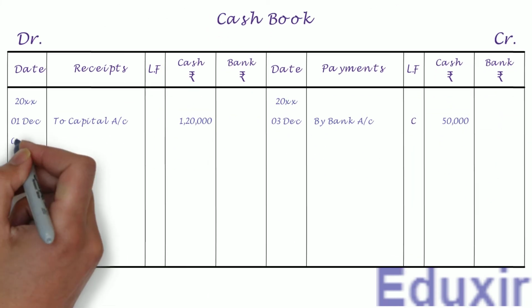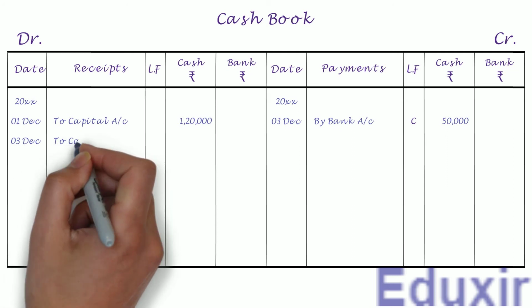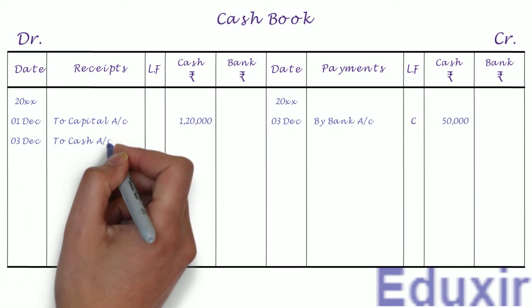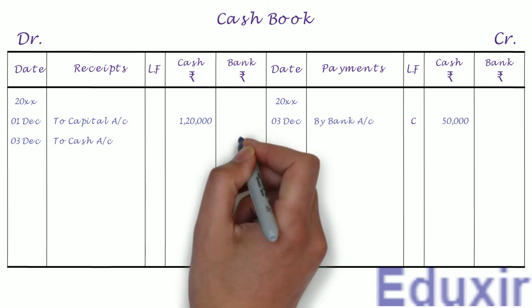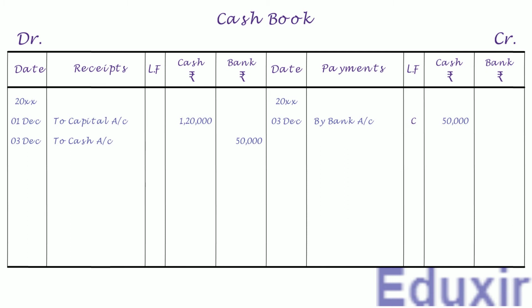Let us first record the date. Let us then record the cash account in the receipts column of the cash book. Let us then record the debit amount of 50,000 rupees in the bank amount column. Also note that as this transaction involves depositing the cash into the bank, we need to write C in the ledger folio column, indicating that this is a contra. This also indicates that this entry should not be posted into the ledger account. With that, we have completed the posting of the bank entry into the cash book. Let us now take up the next transaction.